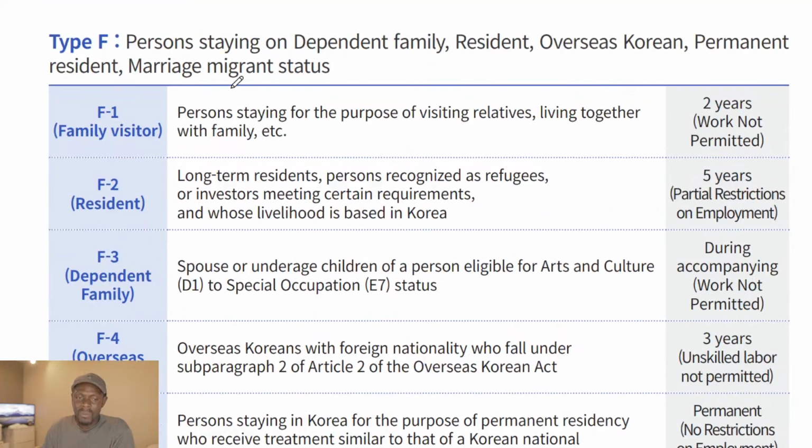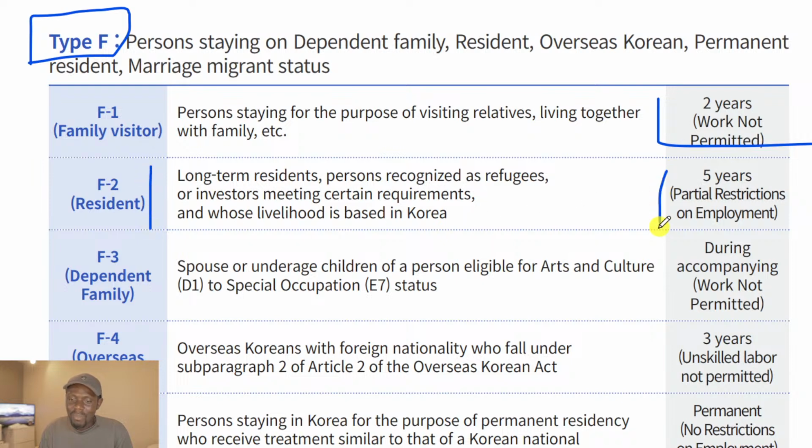And then now, the most important one is the F types of visas. The first one is the family visitor visa. Forget, you're not supposed to work with this one. It says here clearly, you're not permitted to work. The F2 resident visa, partial restriction on employment, but they say partial. I don't think there is anyone who has really had any problem with an F2 visa because it's a permanent visa.